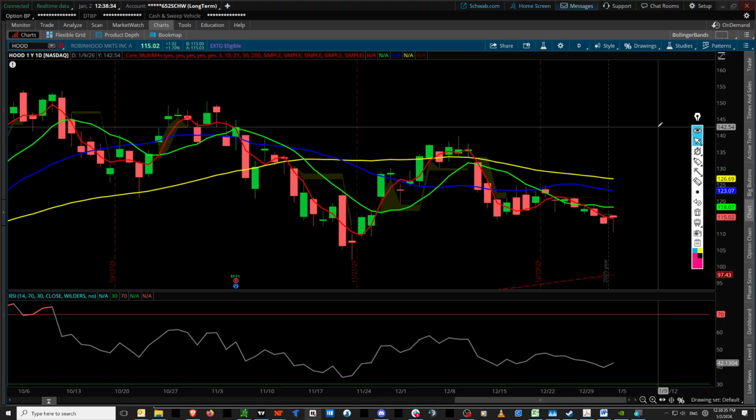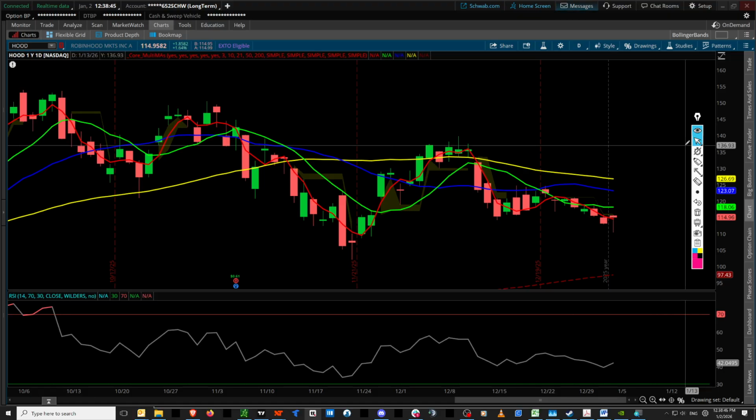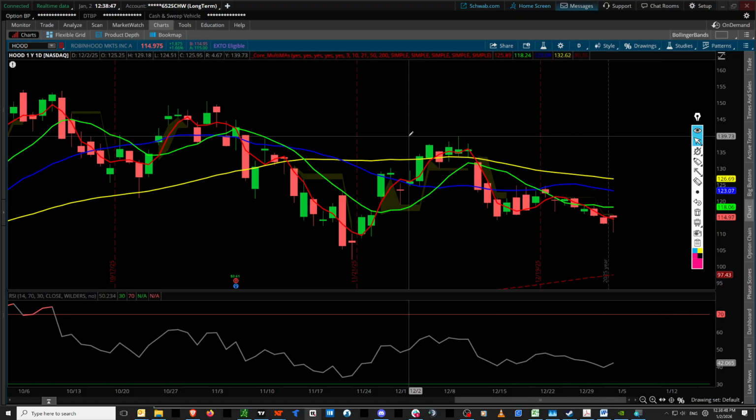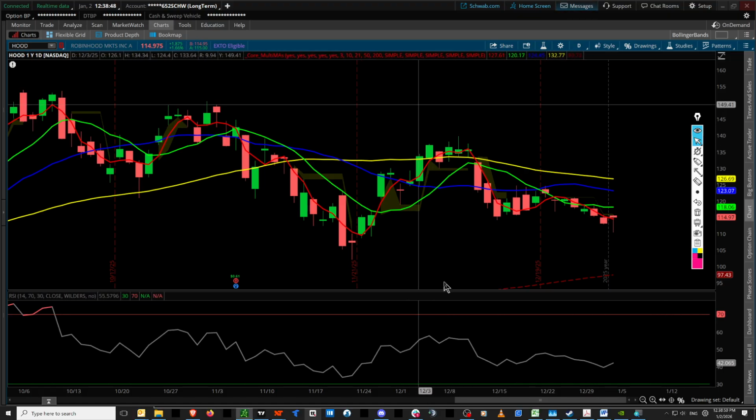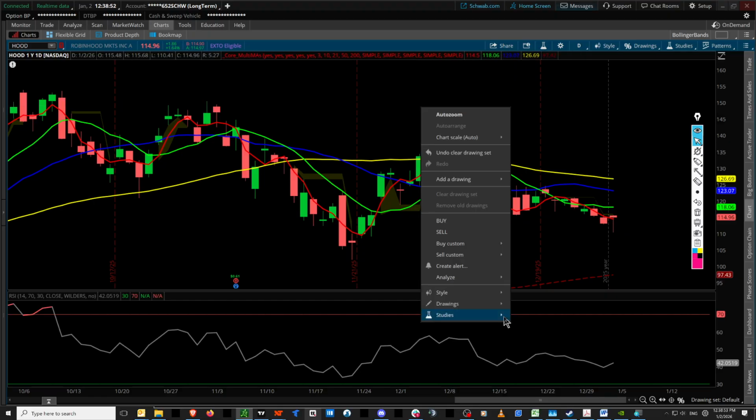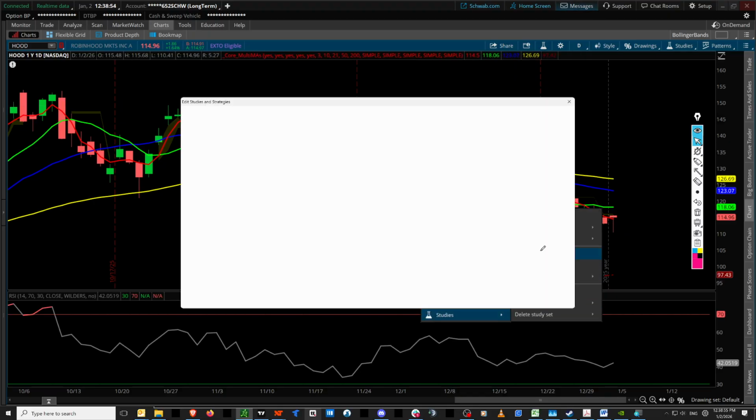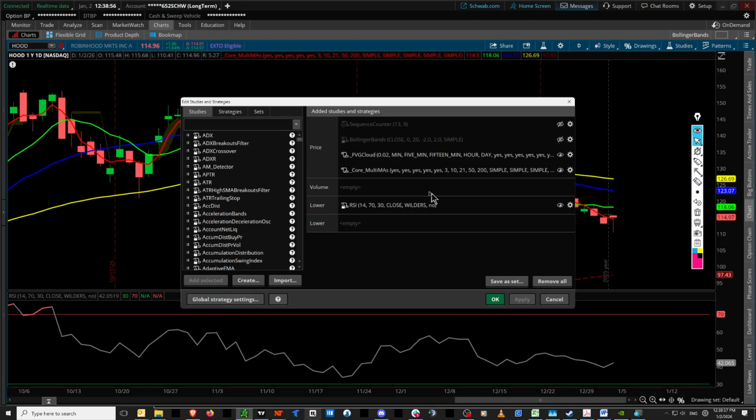All right. Red is the 3 simple. Green, the 10. Blue, the 21. Those are my most important ones. Yellow, I believe, is the 50. Let me double check that. I don't do the moving averages that much.